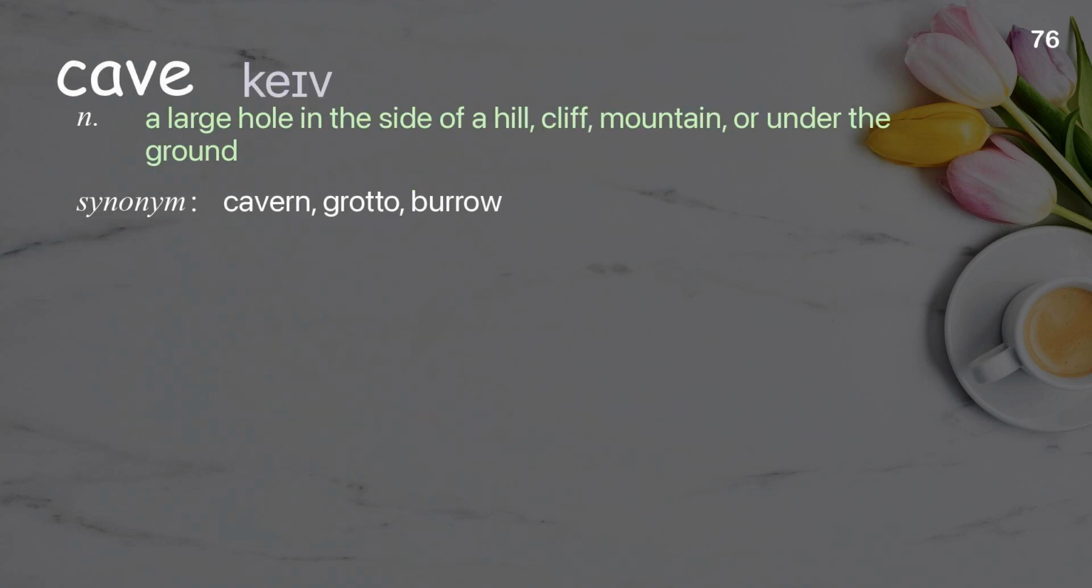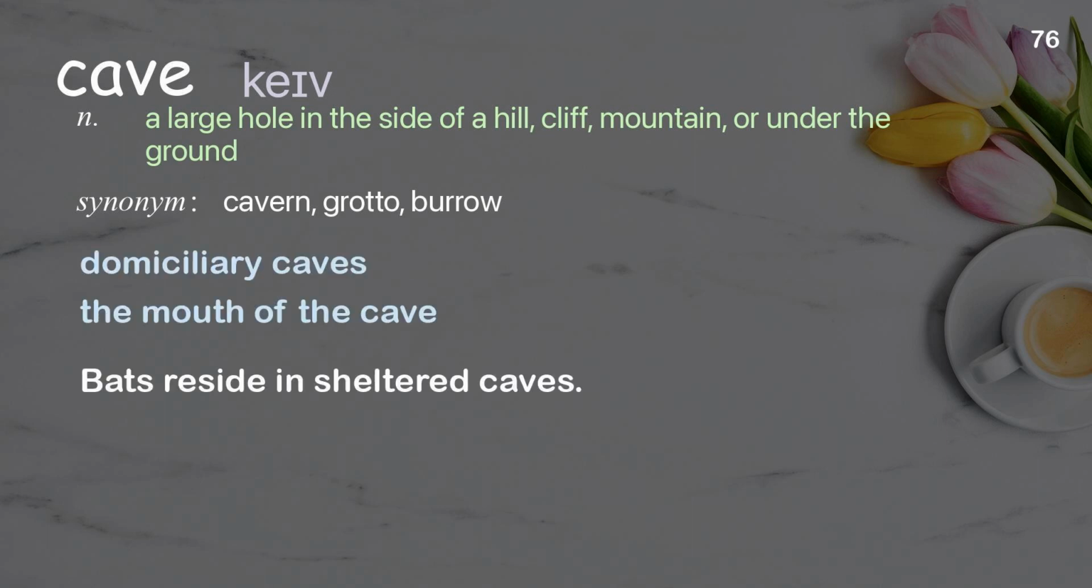Cave. A large hole in the side of a hill, cliff, mountain, or under the ground. Examples: Domiciliary caves. The mouth of the cave. Bats reside in sheltered caves.